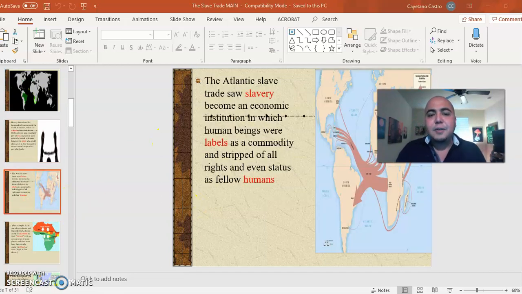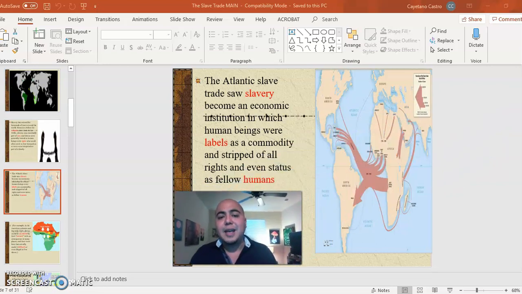The Atlantic slave trade saw slavery become an economic institution. When you see the word economic, what are the two things that you need to think of? And that should be jobs and money, okay? In which human beings were labeled as a commodity, that means like an object, and stripped of all rights and even status as fellow humans, okay? So again, in the 1500s, it all changed, okay? Remember, slavery goes back thousands of years, but in the 1500s, the perception of what slavery was started to change, okay?